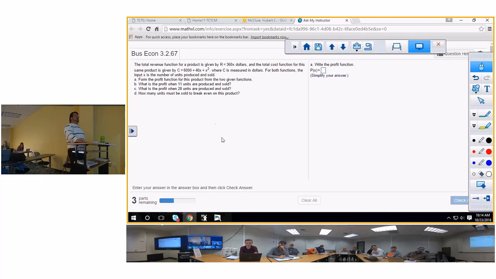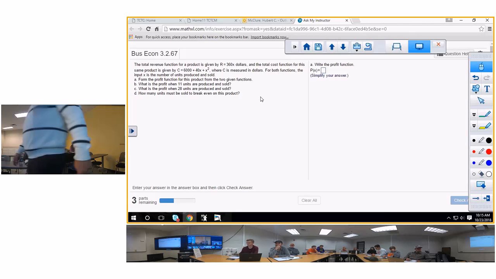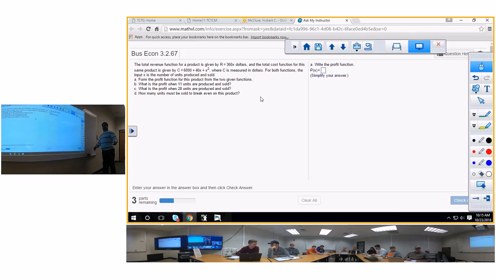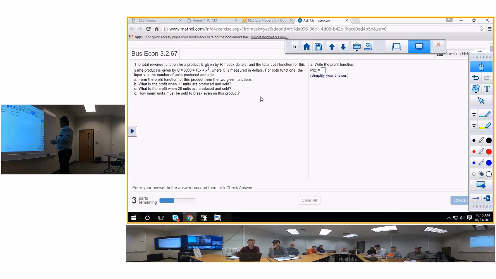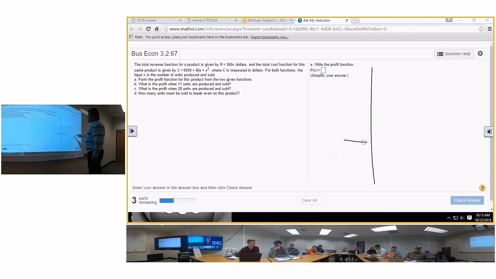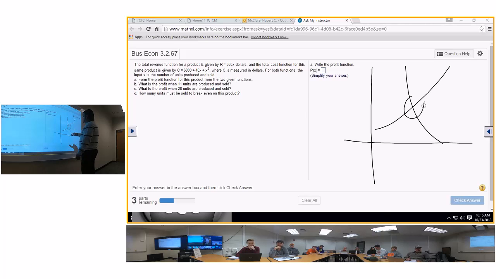Now be careful. Watch your back when you go out in the hallway, because they're gonna beat your butt for communicating with me. The total revenue function for the product is given by blah blah blah, and the total cost function. What are we gonna do with these two things? Set them equal to each other, because you're trying to find the equilibrium region, where supply and demand meet. You got one going this way, you got one going this way.